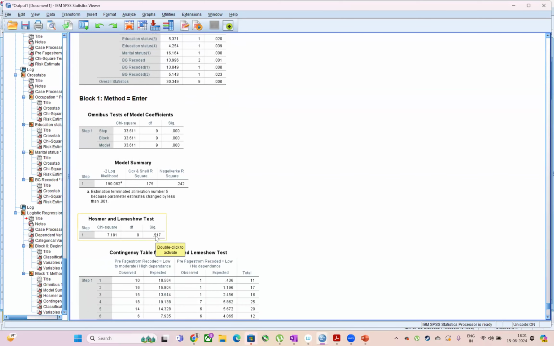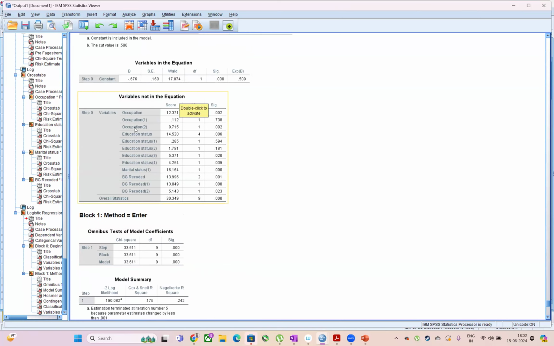Next is the Hosmer-Lemeshow test, goodness of fit. Goodness of fit should not be significant. Keep in mind, the Hosmer-Lemeshow goodness of fit is a type of chi-square test. It should not be significant. If it is not significant, then you can say this model, or all these variables together, is capable of predicting the dependent variable: occupation, education, marital status, and socioeconomic status, all together are capable of predicting the dependent variable.